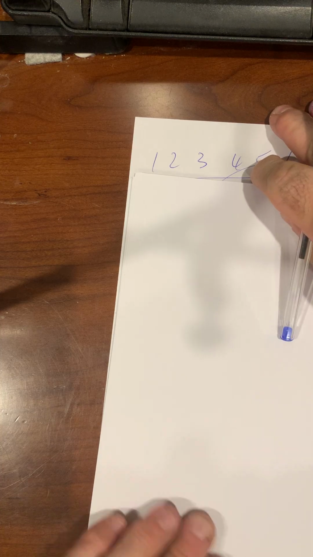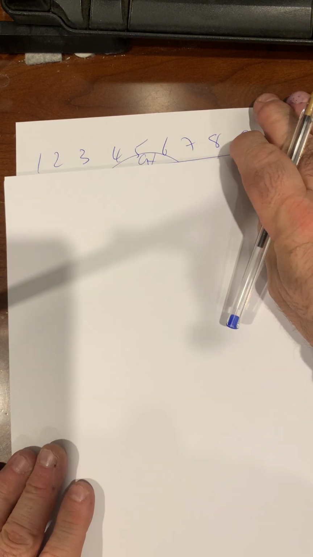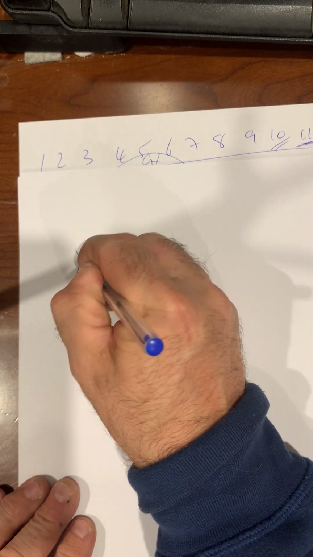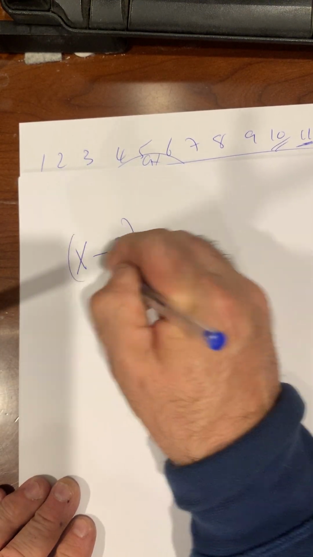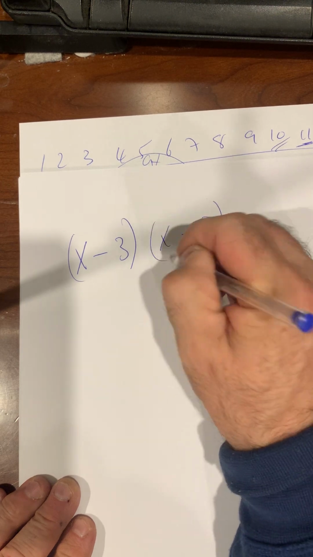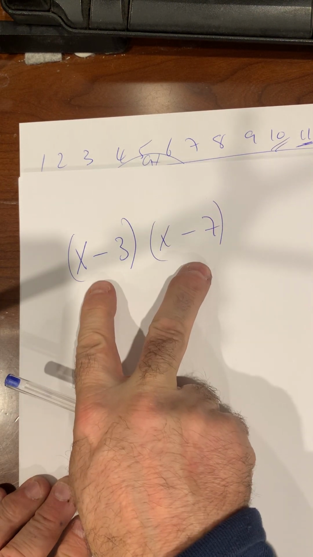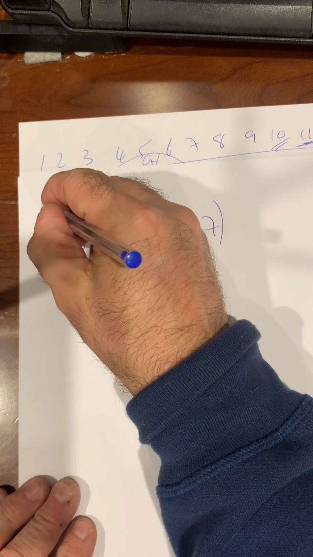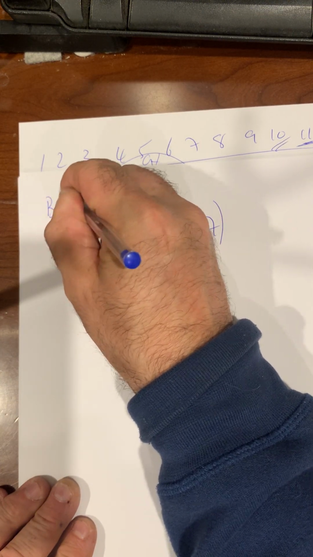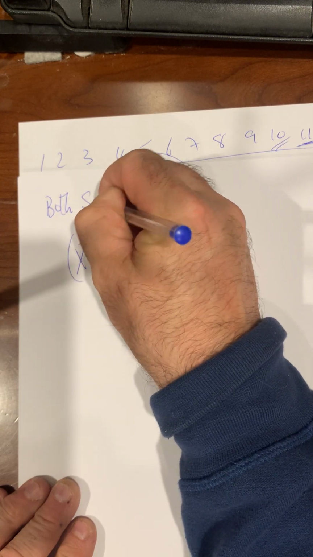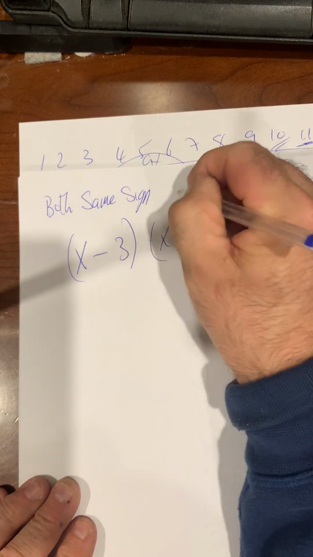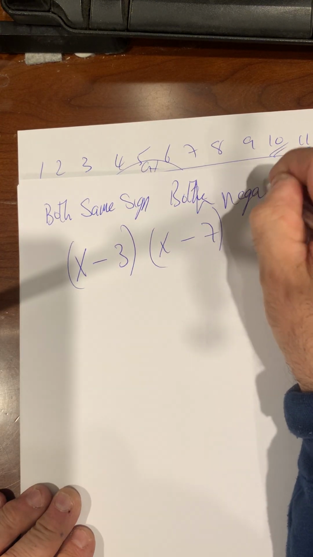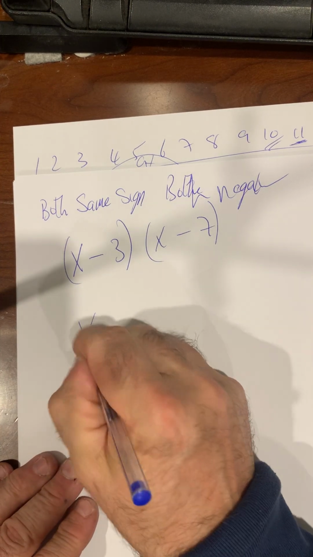Let's look at case 2, where they're the same sign and they're negative. Same old thing here. Let's use 3 and 7. So x minus 3 times x minus 7. What are they? They're both negative. The factors are both negative. Both the same sign, both negative. Great. Okay, multiply it out.